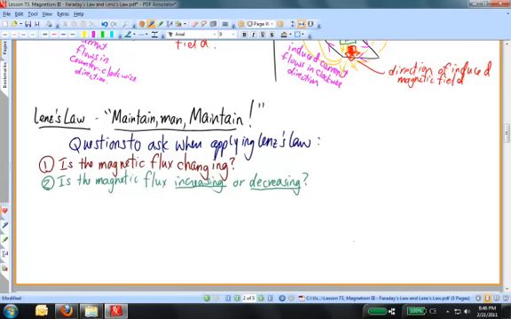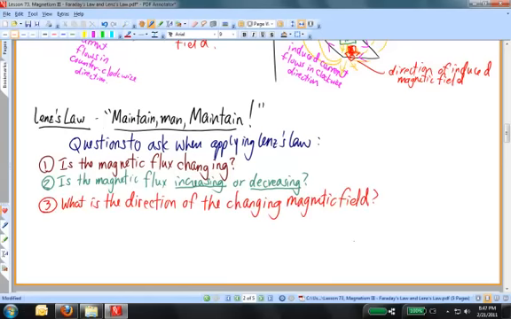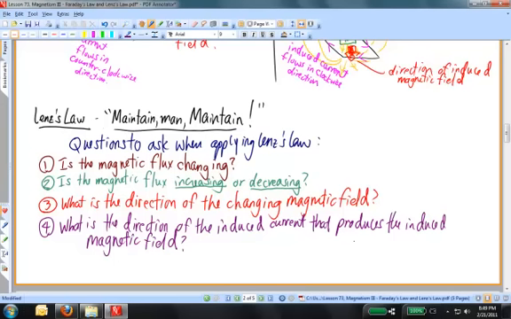Next question, number 3. What is the direction of the changing magnetic field? Remember, we define the direction of a magnetic field to be the direction that the north pole of a compass would point when it's placed in the field. So, which way does the north pole of the compass point as a result of this changing magnetic field? That, combined with question number 2, is going to give me the answer that I need to know about the direction of my induced magnetic field. And that leads me to question number 4. Applying the appropriate right-hand rule, what is the direction of the induced current that sets up the induced magnetic field? To figure that out, I have to apply the appropriate hand rule, either right hand or left hand, to figure that direction out.